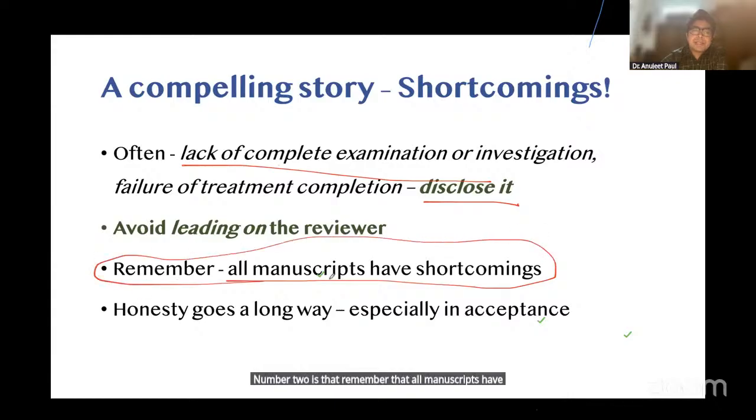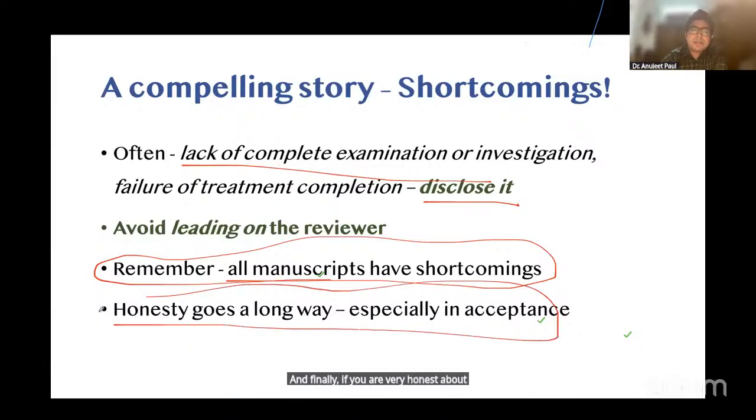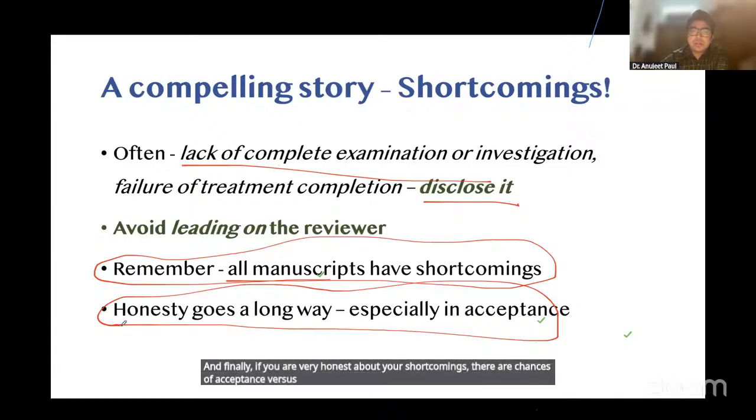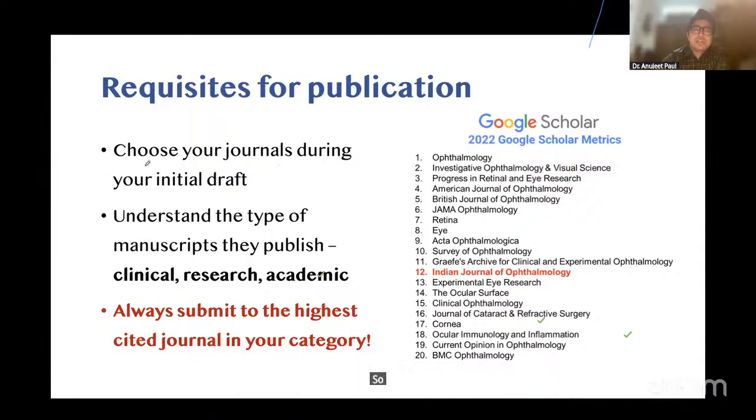There's no point in describing your manuscript as the best study that was done or the best XYZ that was done. And finally, if you are very honest about your shortcomings, there are chances of acceptance versus if you're trying to hide these shortcomings. So, like I said, you must know how to choose your journal for your initial draft.